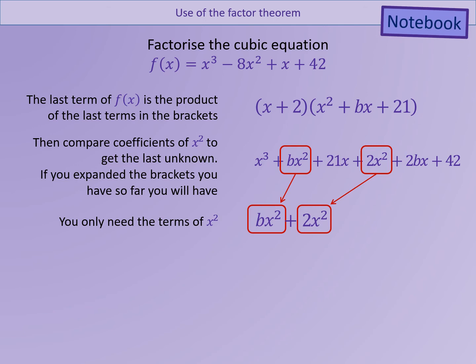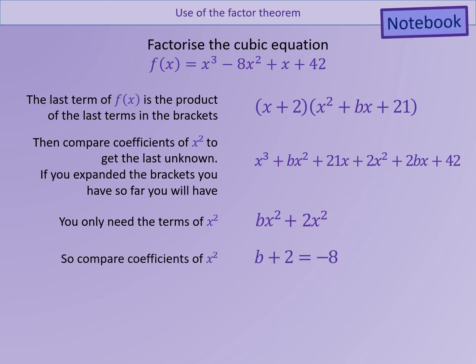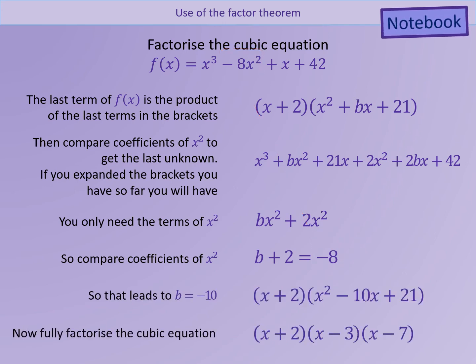And then if I look at my original cubic, I can see that the value of x squareds in the original cubic is minus 8x squared. So I need the bx squared plus the 2x squared from my expansion. That has to equal the minus 8x squared that's in my original cubic. Or more simply, if I take the coefficients, b plus 2 has to equal minus 8. And now a little bit of maths on that, and I can see that b has to be minus 10. So I've replaced the b with minus 10, and now I have my quadratic bracket.